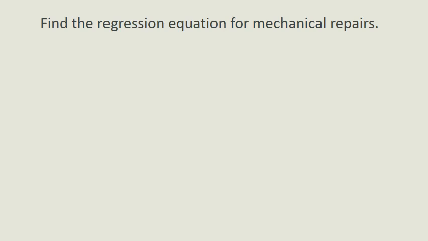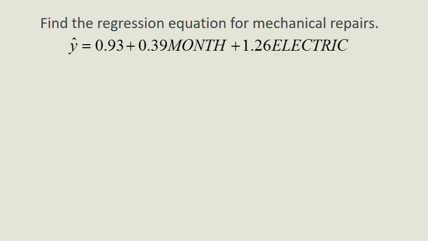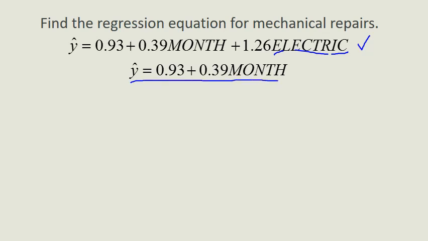First, I want to find the regression equation for mechanical repairs. This would be the straight line going through the blue points in the graph that I showed a minute ago. So here is the best fit equation from the computer output. Just remember that electrical is an indicator variable that can only equal 0 or 1. And if the repair type is mechanical, then it equals 0, and we get this line equation.